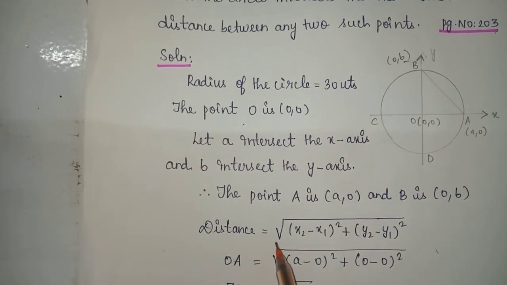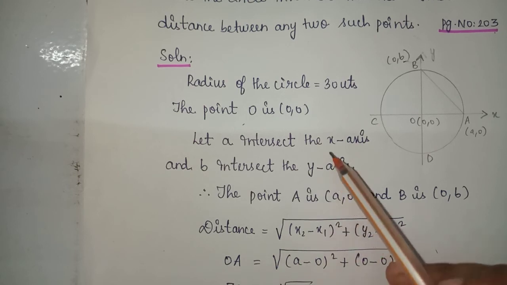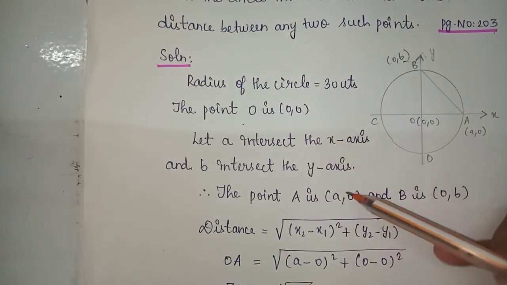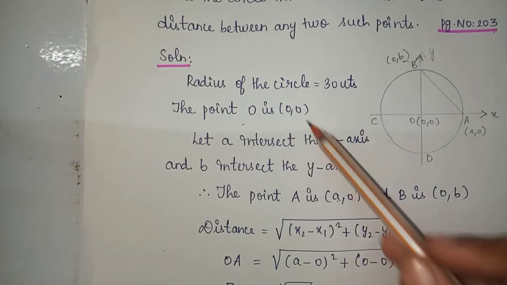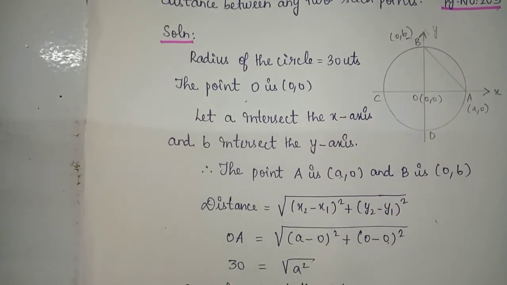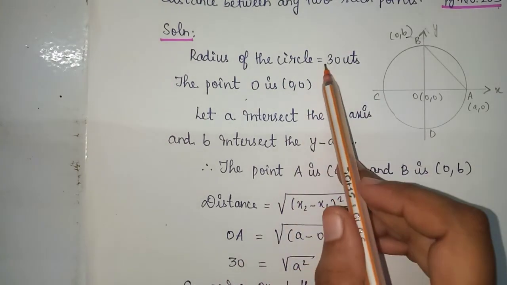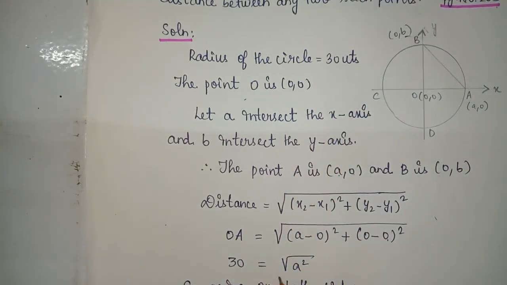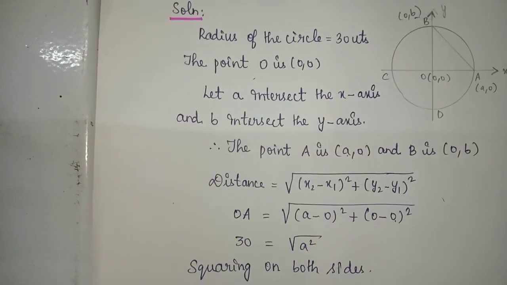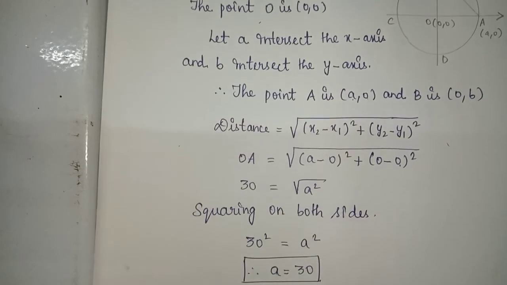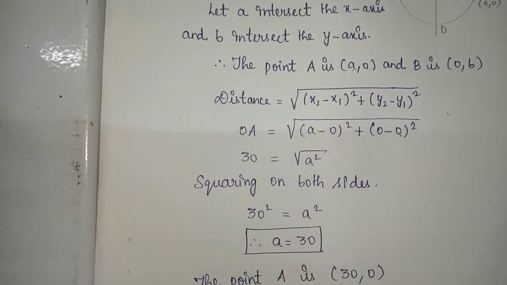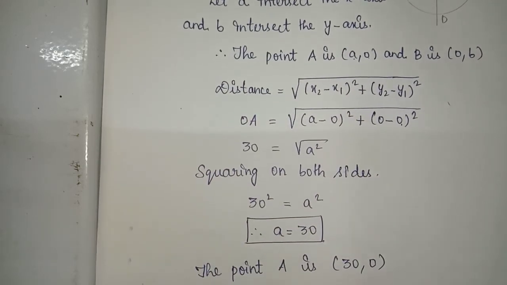First, you have to find the distance. Distance is equal to root of x2 minus x1 the whole square plus y2 minus y1 the whole square. First, find the distance OA. So it is root of a minus 0 the whole square plus 0 minus 0 the whole square, which is nothing but OA, that is the radius of the circle, 30. So 30 is equal to root a square. Squaring on both sides, 30 square is equal to a square. This is nothing but a value is 30. Therefore, the point A is 30, 0.